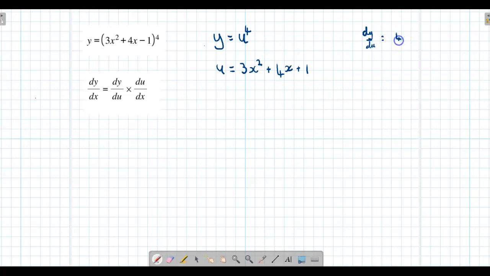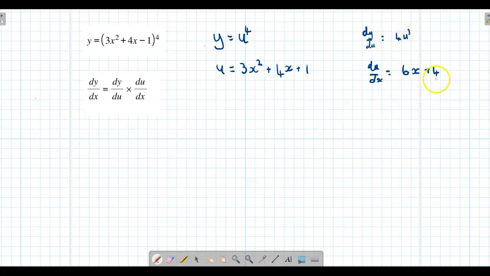That's 4u to the power of 3, and du by dx, so I'm differentiating the x's this time. That's going to give me 6x plus 4. So that's 2 times 3 is 6, and reduce the power by 1. Now I'm going to multiply them together.